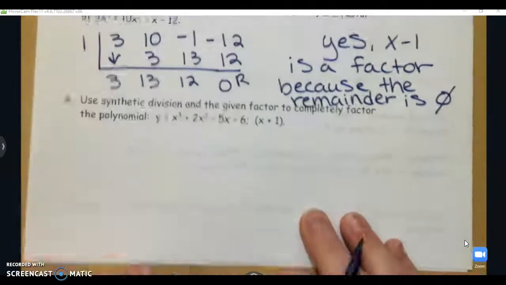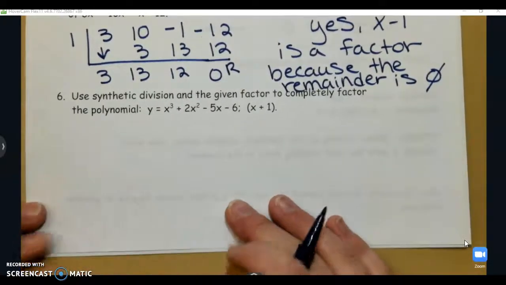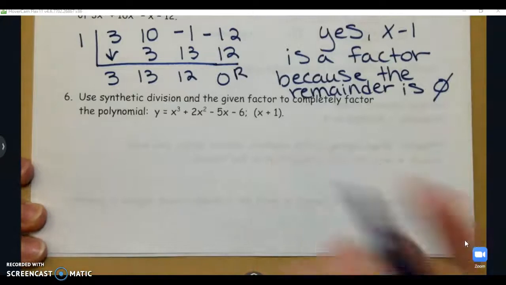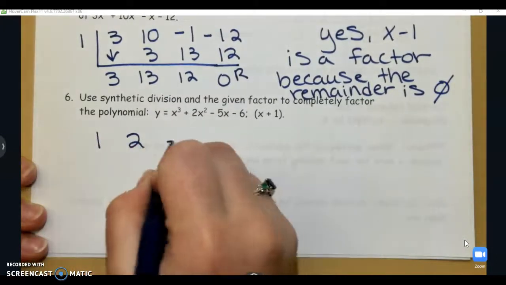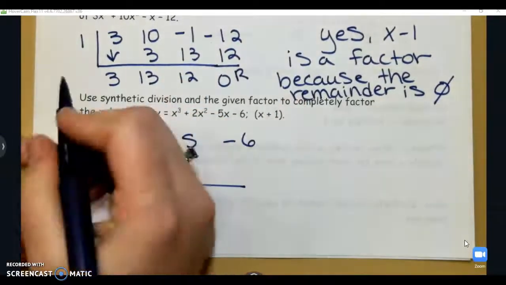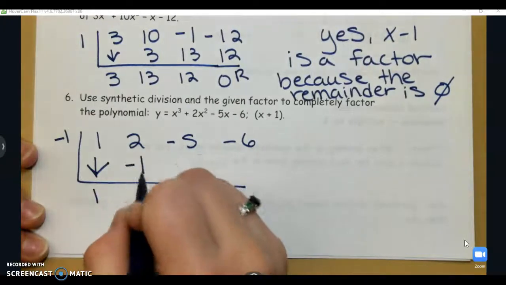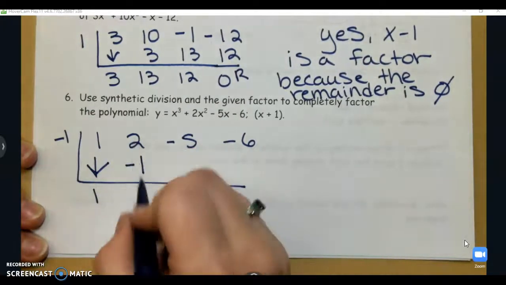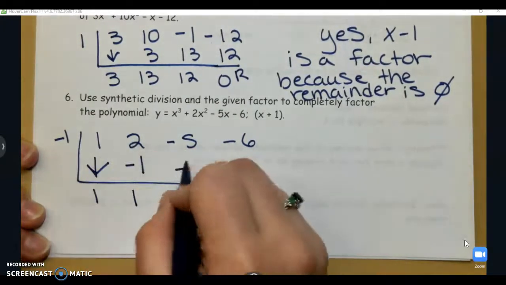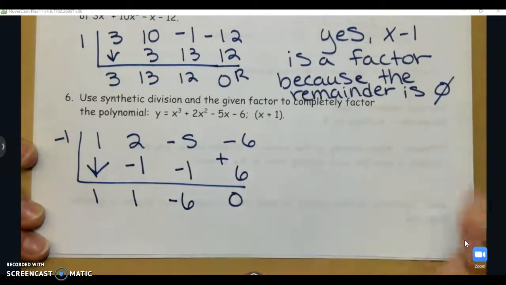Okay, now we're going to use synthetic division and the given factor to completely factor this polynomial. So again, first step, synthetic division, obviously it's in the directions. So get those coefficients in. We're dividing by -1. So 1 times -1 is -1, plus 2 is +1. That gives us -6. All right, and that leaves us with 0.